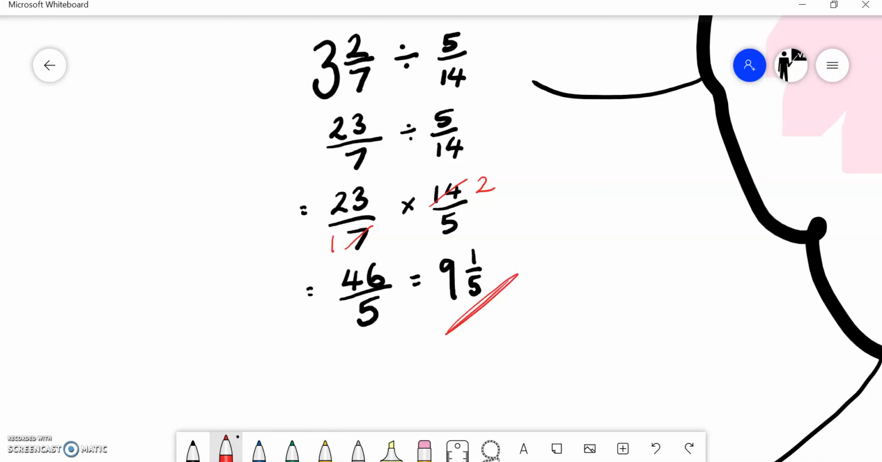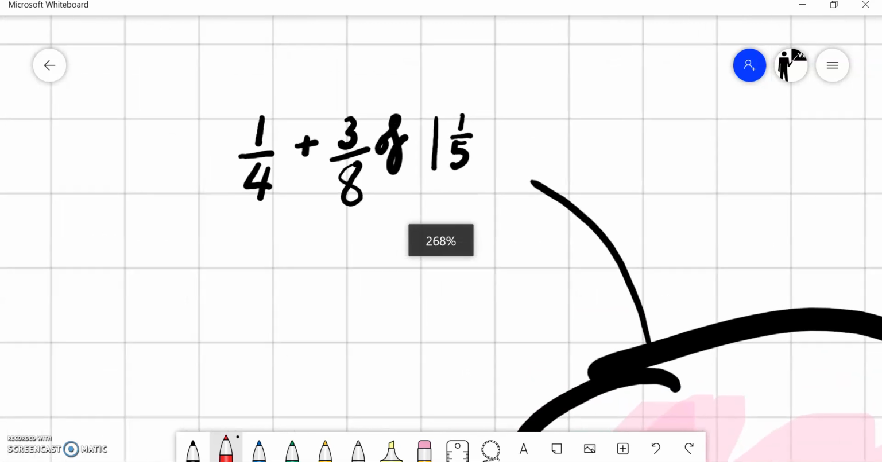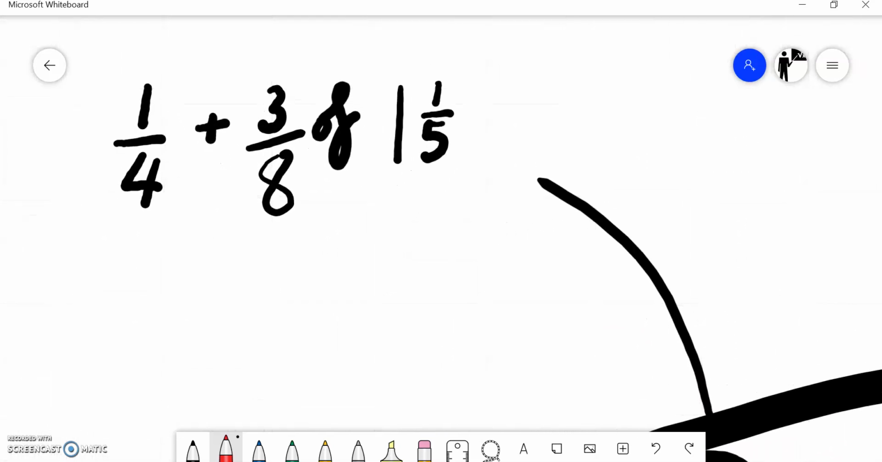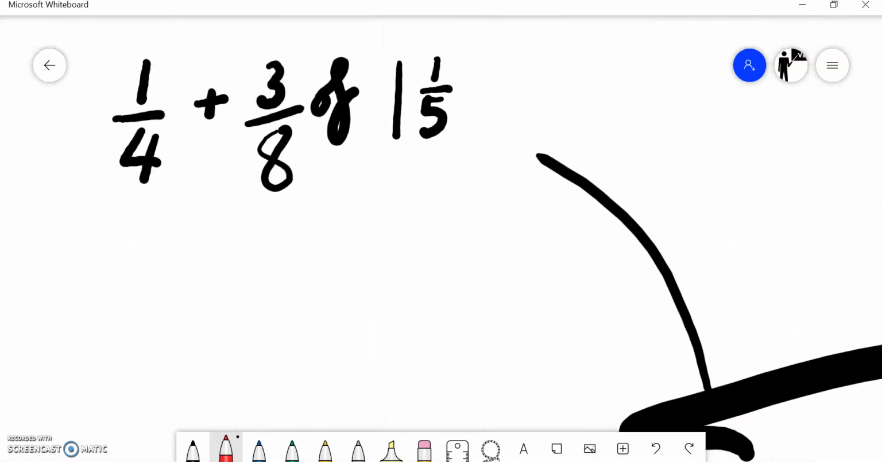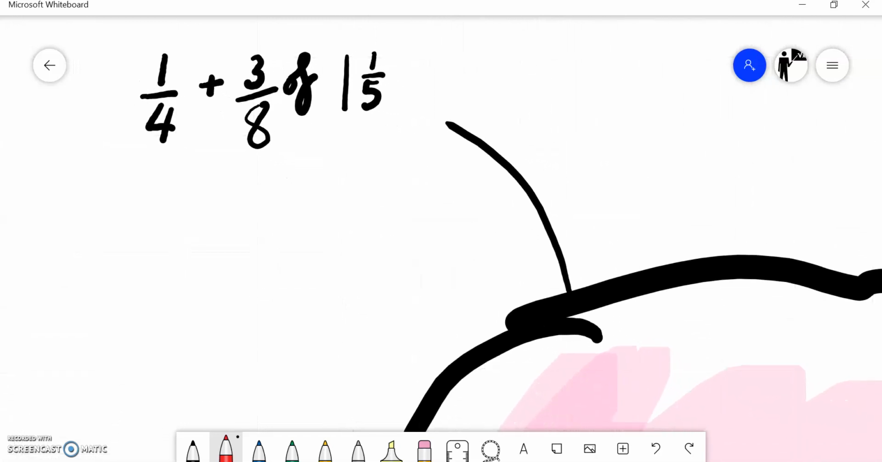Okay, final example. It's this example here. I'm going to zoom right in. 1/4 plus 3/8 of 1 1/5. This is very typical with what you see at National 5. This might be like a question 1 scenario. Very common this will come up, and a lot of pupils trip up because what a lot of pupils do is they just do this bit here and then they deal with the part at the end.